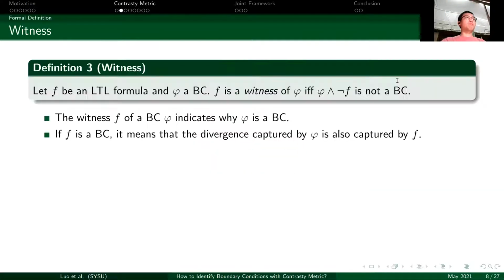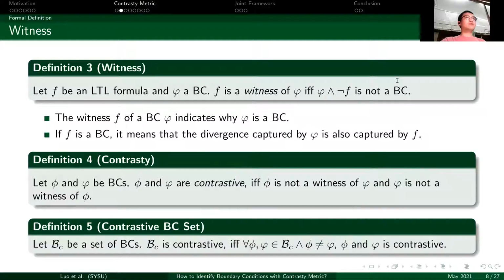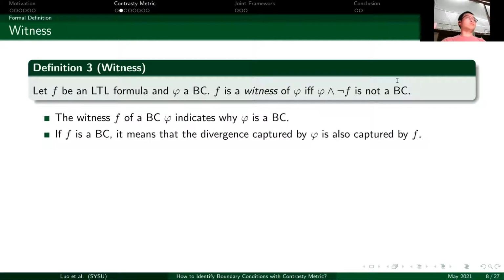Now, we introduce our main contribution, the contrasty metric. We first introduce the definition of weakness. Intuitively, the weakness of the BC indicates why it's a BC. It's not difficult to see from the definition that if F is also a BC, then phi is redundant compared to F.